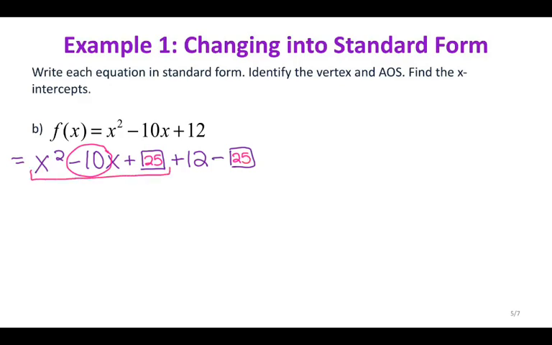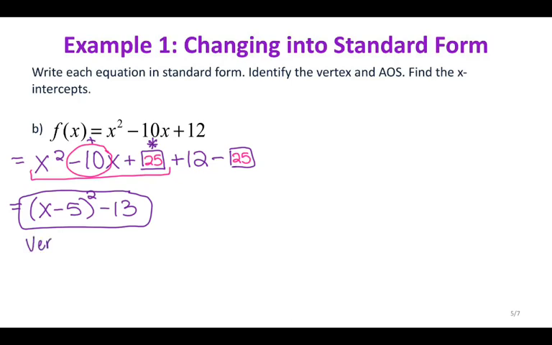These three terms, I'm going to factor. So I want to find two numbers that multiply to 25 and add to negative 10. That is going to be negative 5 and negative 5. So I'm going to write this as x minus 5 quantity squared. And I'm going to combine my outside numbers. 12 minus 25 gives me negative 13. So this right here is my function in standard or vertex form, which can allow me to identify the vertex. I'm going to take the opposite of what's in the parentheses, so that's 5 and negative 13.